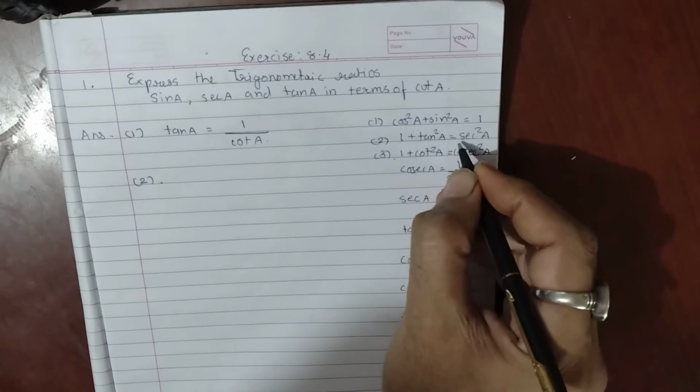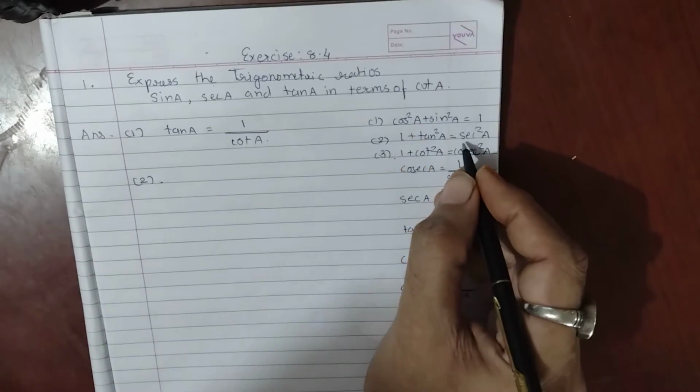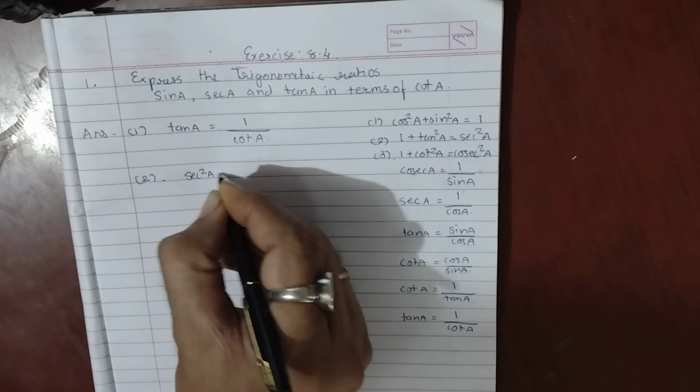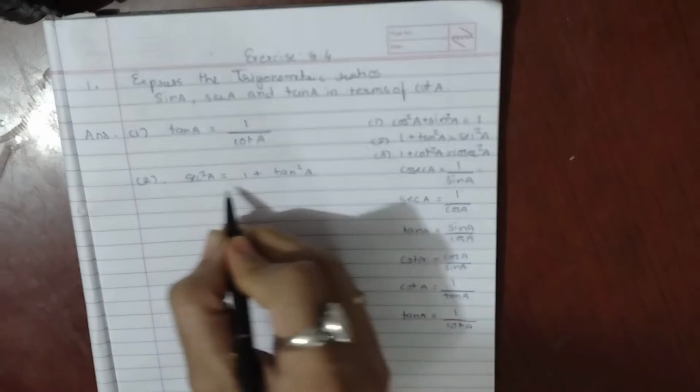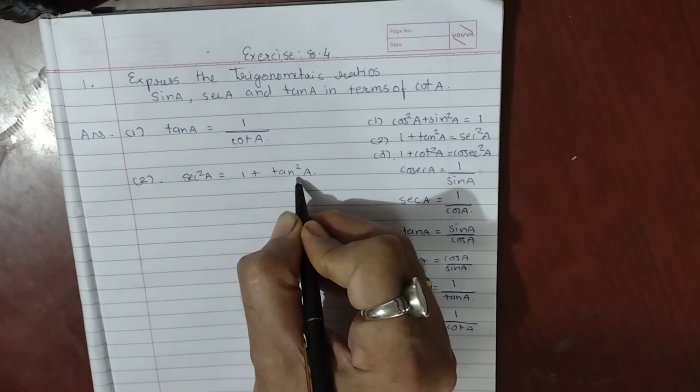Here it is given sec square A equals 1 plus tan square A. In terms of cot we have to write, so we will use the second identity here. So we will write down here sec square A equals 1 plus tan square A. Now it is given sec square A, and it is given 1 plus tan square A.